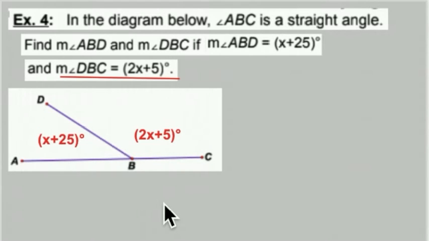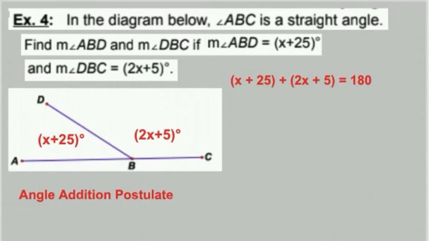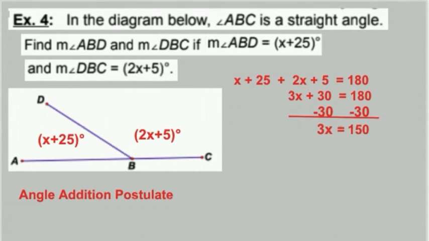Using the angle addition postulate, I know that the sum of these two angles has to add up to 180 degrees. Get rid of the parentheses since everything is being added, and then collect like terms. x plus 2x is 3x, 25 plus 5 is 30, and I get 3x plus 30 equals 180. Subtract 30 from each side of the equation to get 3x equals 150.